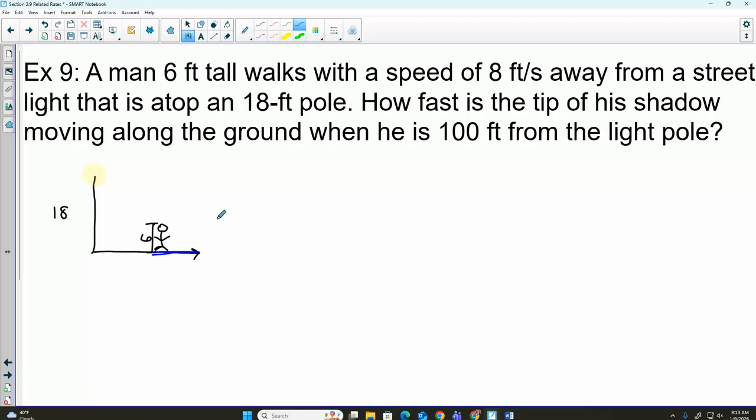All right. We want to know how fast the tip of the shadow is moving on the ground. So we have a lot going on here, don't we? We need to label some variables.